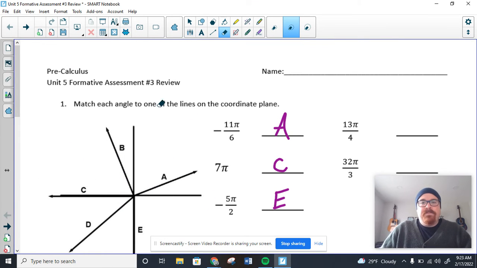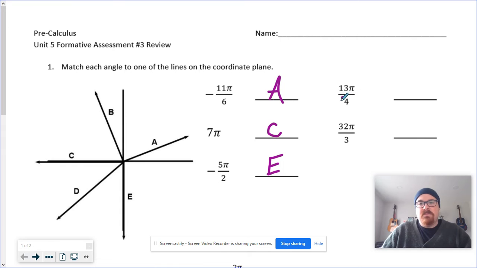Keep going. We've talked about this in class at length as well, that our pi over 4 angles, any angle that's pi over 4, I've been calling these the half quadrant angles. Half quadrant meaning cutting literally right through the middle of the quadrant. As we can see, we're only left with two choices here at this point. B, definitely not. D, as close as I could estimate, cutting right through the middle. So this pi over 4 angle has to be D, which leaves the angle here, B, which is closest to the y-axis.